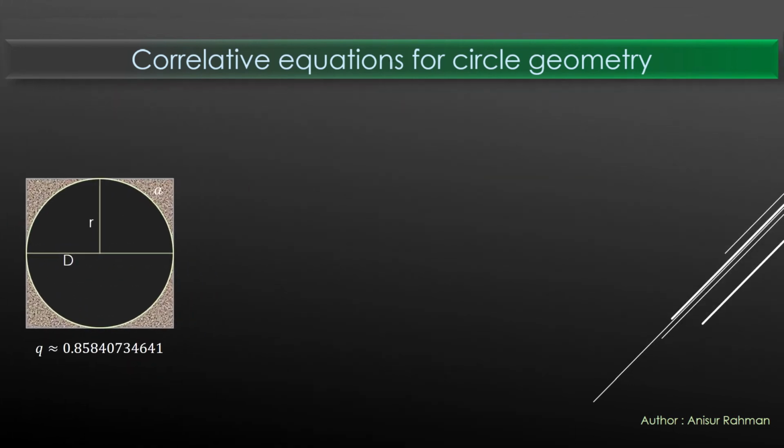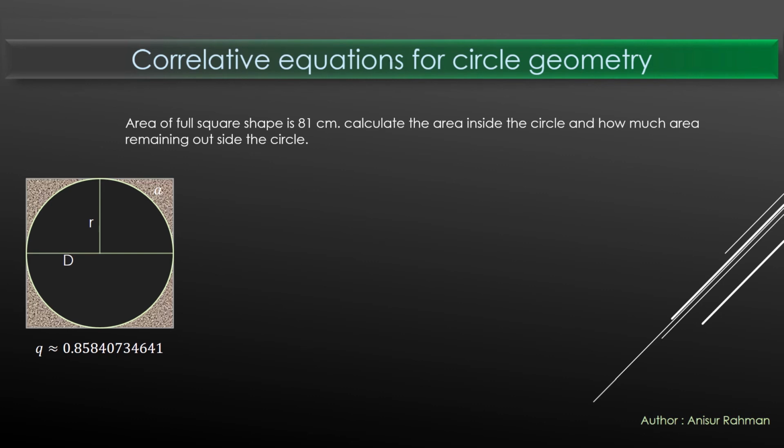Let's solve another problem from this same diagram. The area of the full square shape is 81 centimeter. Calculate the area inside the circle and how much area remains outside the circle. Here we can see the circle and square shape have an equal diameter. We have the area of the square shape, or d square, equal to 81 centimeter, or d is equal to the square root of 81. We know radius is simply half of diameter. Therefore we write r is equal to the square root of 81 over 2, which is equal to 4.5.